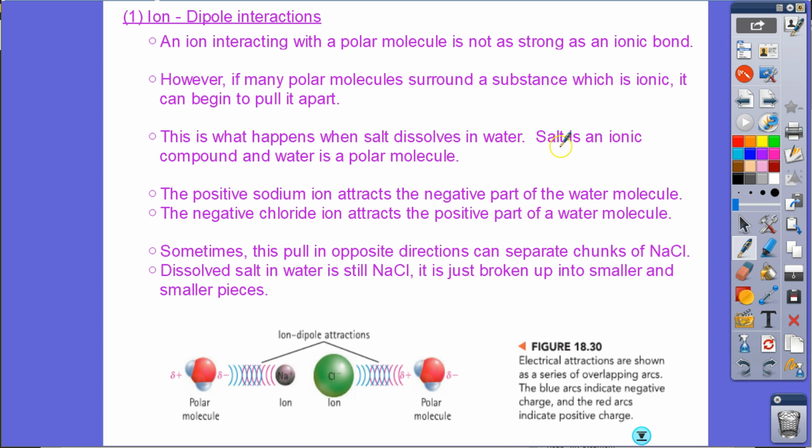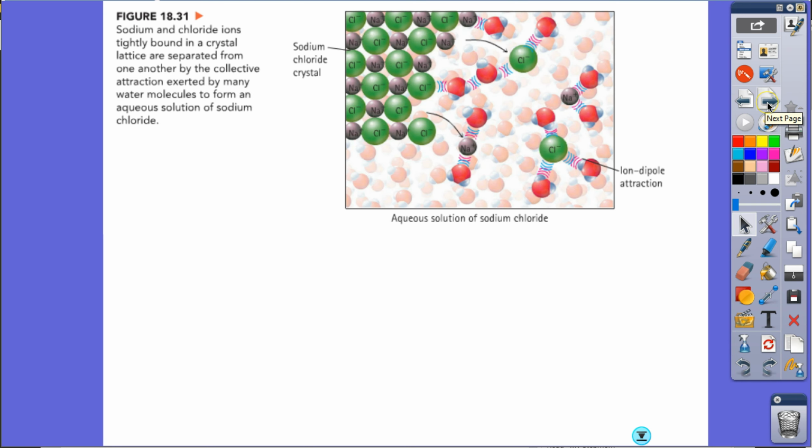are all polar. So here is the diagram down here, shows you this polar molecule, the positive side of it pulls on the negative ion, the chlorine, and the negative oxygen in the water molecule pulls on the positive sodium, and this is happening all over the salt, so it gets pulled apart. This is just a diagram showing a larger chunk, water molecules pulling away piece by piece.